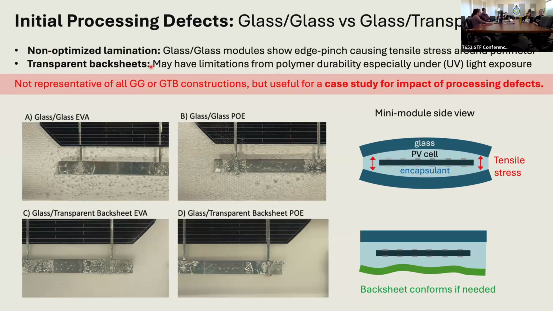However, there could be other limitations for transparent backsheets associated with polymer durability, especially if those backsheets are directly exposed to UV containing light. And then before we go forward, we will note that this is not representative of all glass or all glass transparent backsheet constructions, but it's just a useful case study to see the impact of processing defects when they do exist.